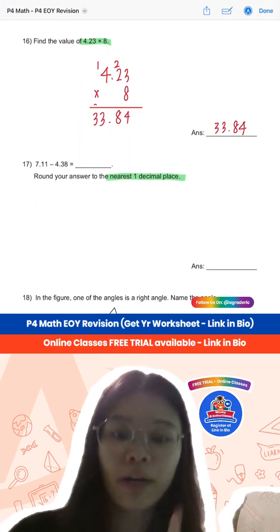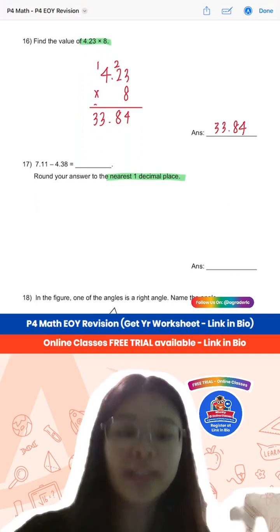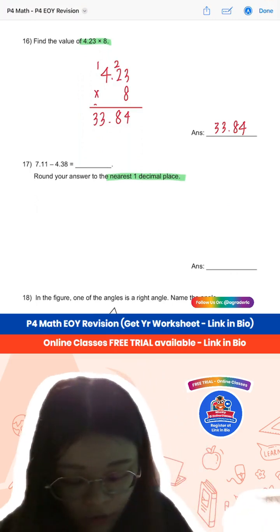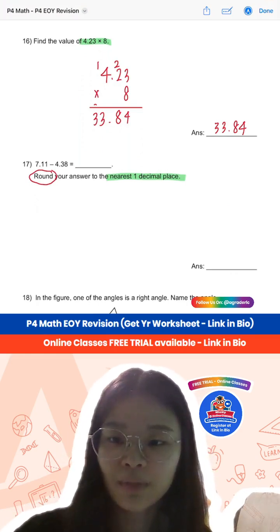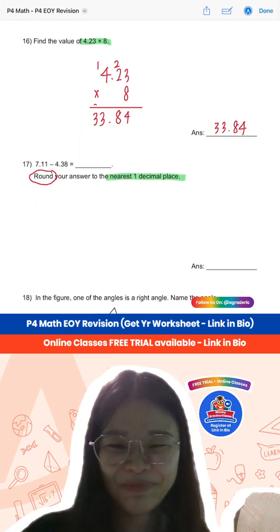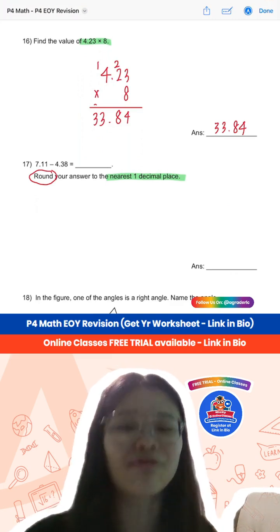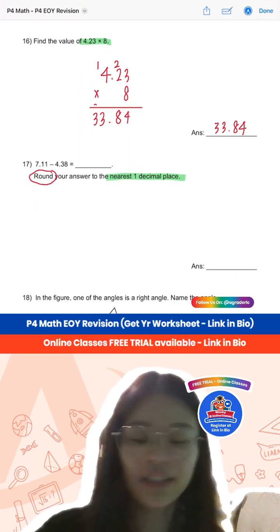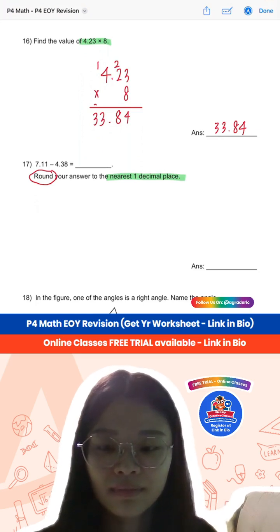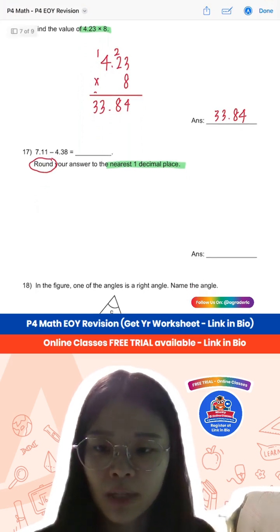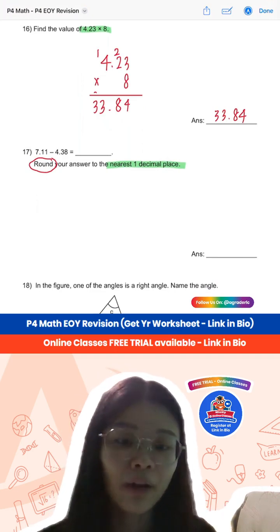2.73 is the correct answer when you subtract, but there's another step because you need to round. Remember what rounding off is? The keyword is round. Since the keyword is round, you cannot stop at the subtraction.